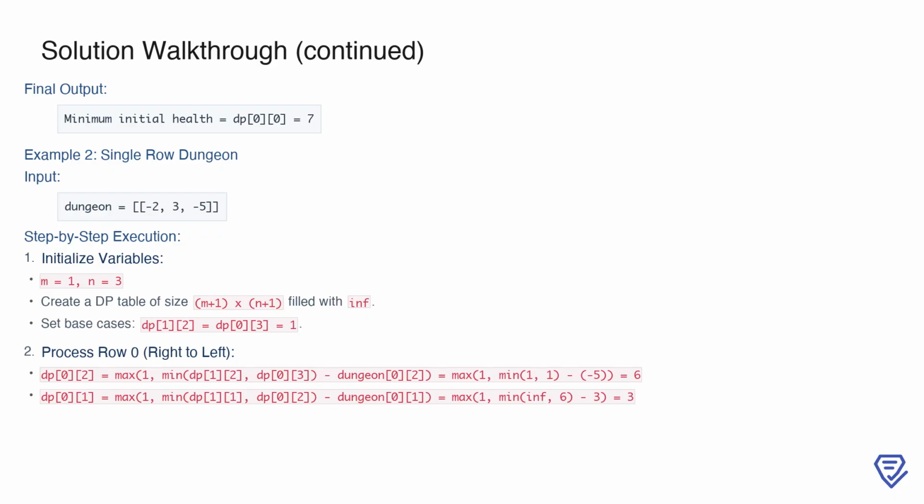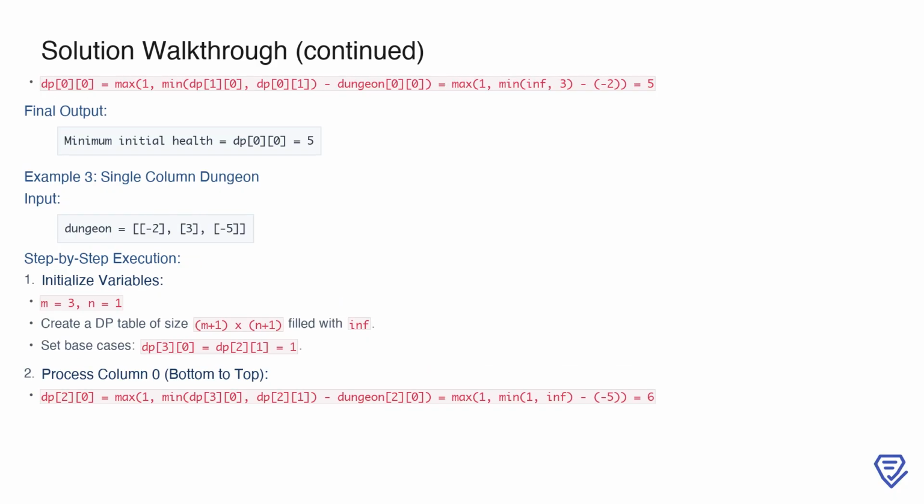To reinforce the concept, let's consider a simpler example with a single row dungeon. In this configuration, the knight only moves from left to right. Starting with the last cell, which has a value of -5, the required health is calculated as 6. For the middle cell, with a value of 3, the health decreases to 3 because the knight gains health here. Finally, for the leftmost cell in the single row dungeon, which has a value of -2, the required health becomes 5. Thus, the minimum initial health for this scenario is 5, as determined by the first cell of the DP table.